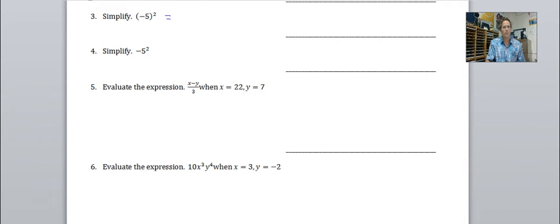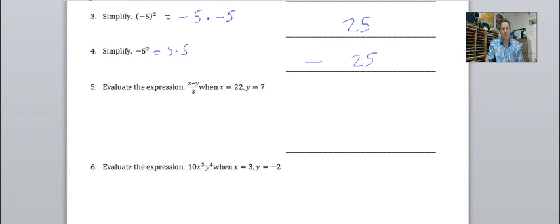Whenever you have an exponent on a parentheses, you always need to multiply what's inside the parentheses by itself, 2 different times. So it's negative 5 times negative 5, which means your answer is a positive 25. Whenever there isn't a parentheses, my answer is always going to be a negative. This means 5 times 5, which is 25, with a negative. So when you have no parentheses and you have a negative, it will always be a negative answer. When you have a parentheses, then it could be negative or positive. It just depends on what that power is.